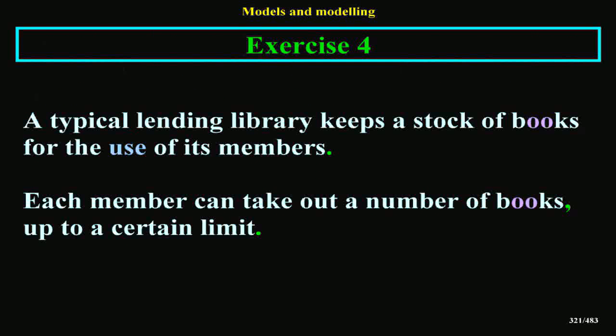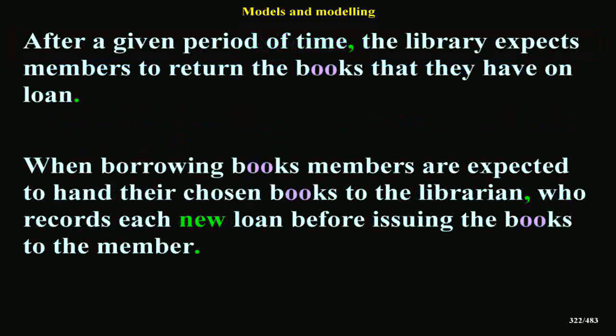Exercise 4. A typical lending library keeps a stock of books for the use of its members. Each member can take out a number of books, up to a certain limit. After a given period of time, the library expects members to return the books that they have on loan. When borrowing books, members are expected to hand their chosen books to the librarian, who records each new loan before issuing the books to the member.